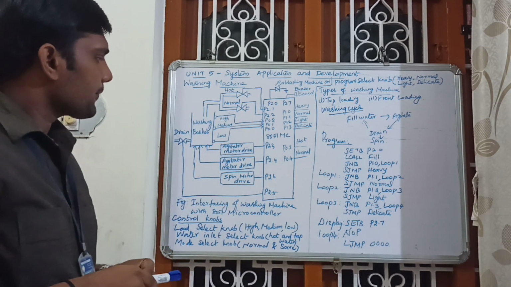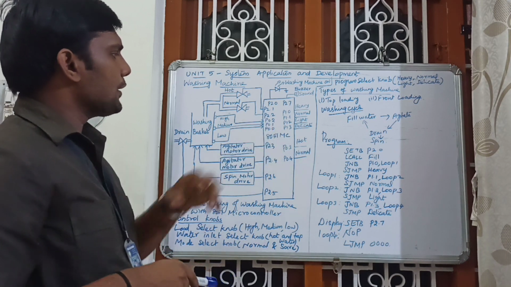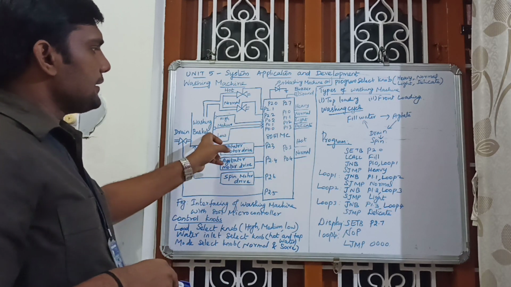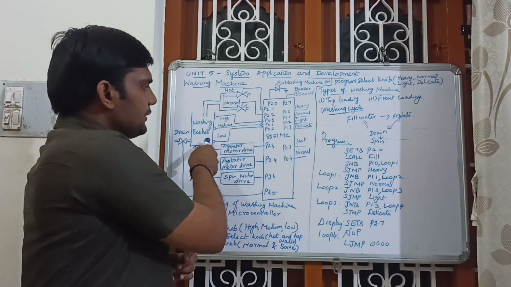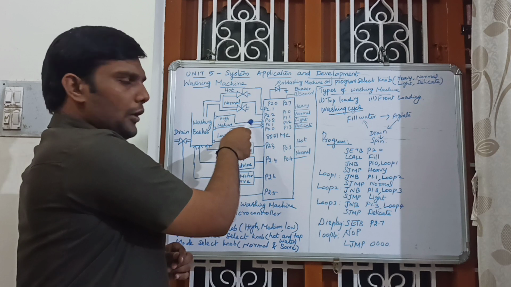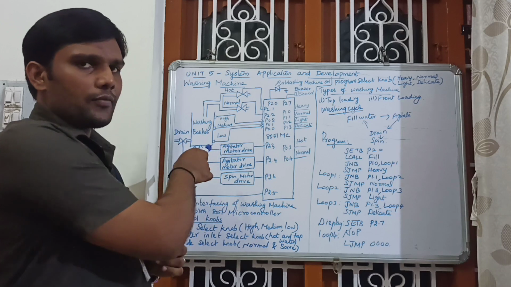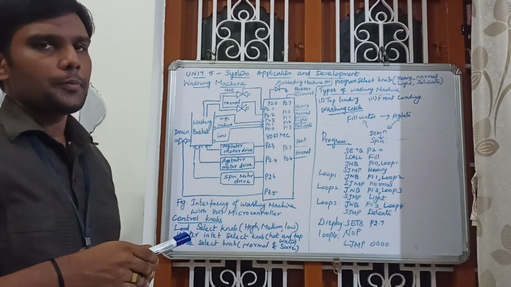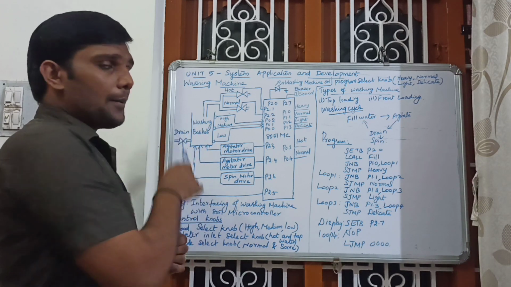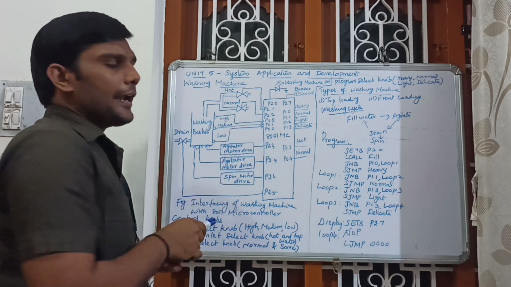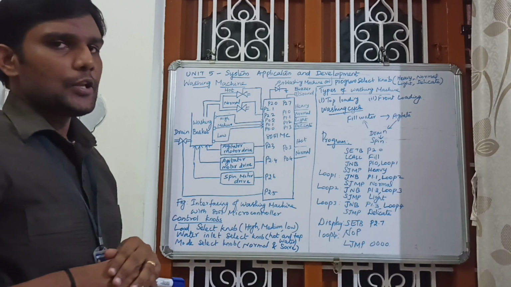Then see, P0.2, P0.1 and P0.0 are connected with the washing basket. P0.0 is connected with low, P0.1 with medium, and P0.2 with high. Already I have explained: low means fewer clothes are to be washed, medium means a medium number of clothes, and high means more clothes. Based on the number of clothes, the input will be given to the 8051 through P0.0, P0.1 or P0.2.